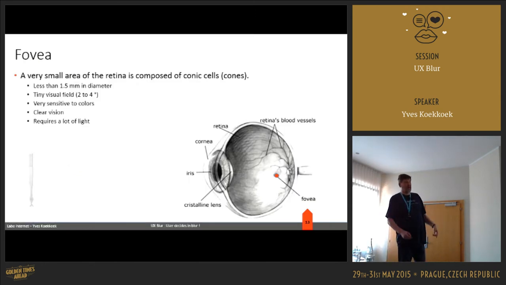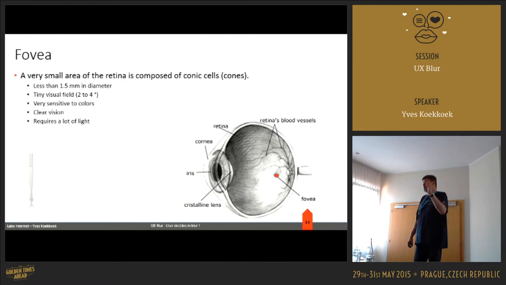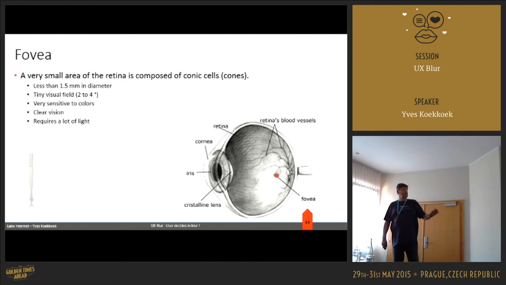The other one is the fovea, this little part, a group of cells here. It is less than 1.5 millimeters in diameter. This is for a superhuman being. Usually, you have less than 1 millimeter. A very, very teeny visual field. It is 2 to 4 degrees. It depends on the back shape of your eye.